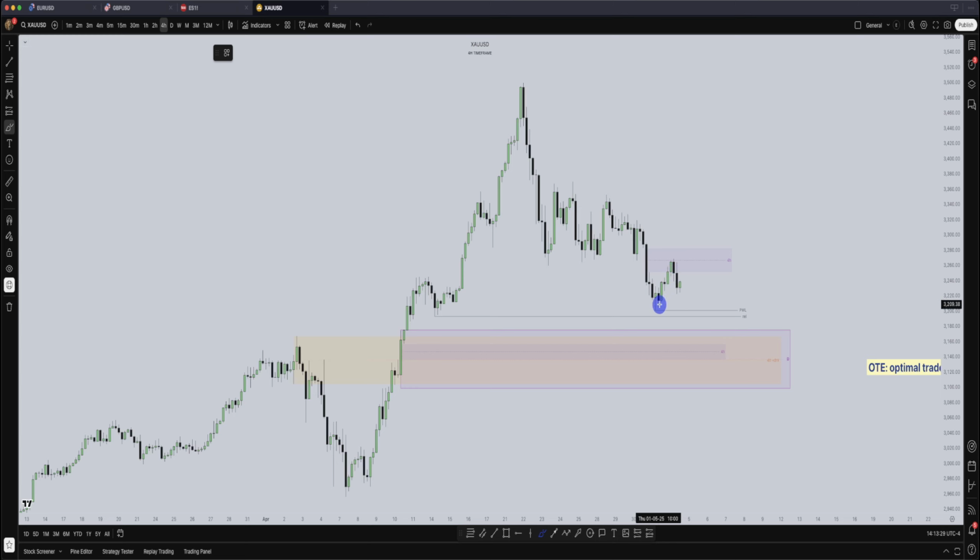So for the moment, price retraced to premium. As you can see, if we take this high to this high, this high to this low, price went to premium, retraced to take liquidity, and now we should wait, because price maybe can go up, take this previous high liquidity, and then attack this area.